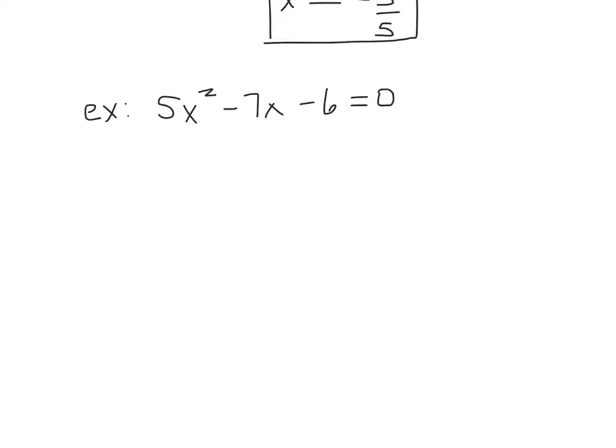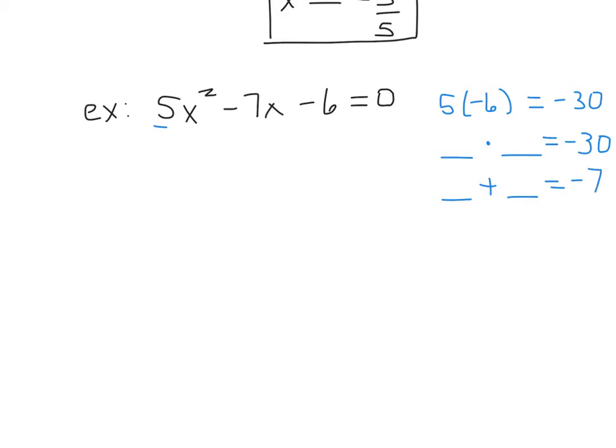Let's try factoring. Since we have a leading coefficient that's not equal to 1, we are going to use the grouping method. To do that, we multiply the leading coefficient 5 times the constant term, which is negative 6. That gives us negative 30. Now we want 2 numbers that multiply to negative 30. They may or may not be those 2 numbers that we multiplied together to get negative 30, because we want the 2 numbers that add to the coefficient on the x term, which is negative 7.